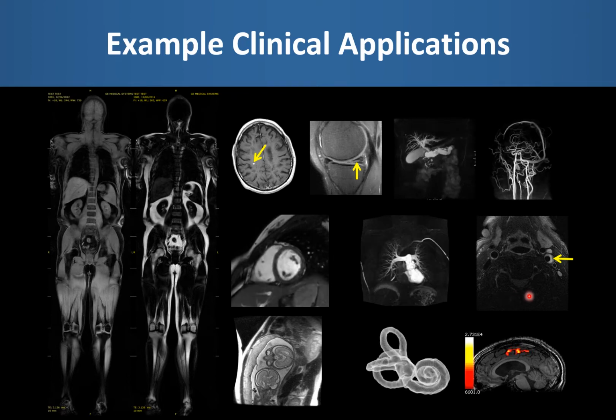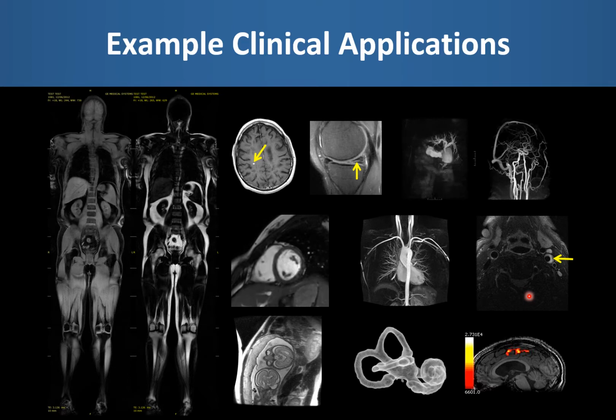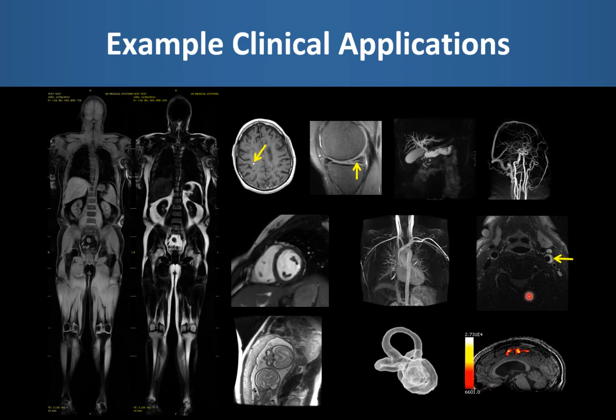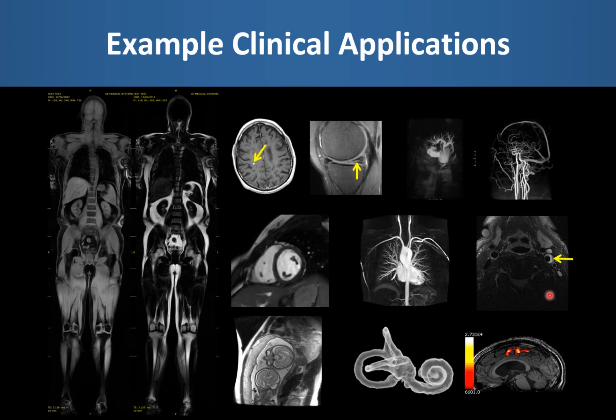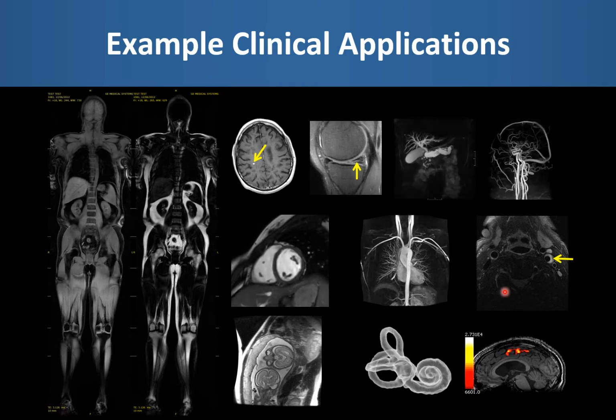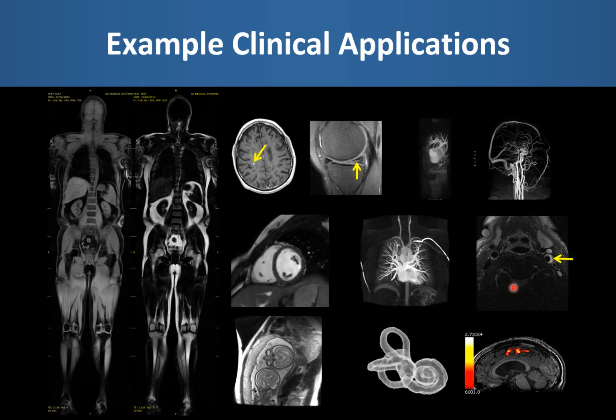This is an example from some of our research work where we've been looking at acquiring very high resolution images of the carotid wall, which is a potential area for rupture of atherosclerotic plaques and for strokes.